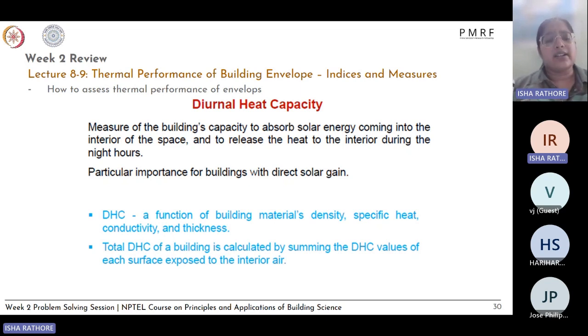So now the diurnal heat capacity is expressed as a function of the building material's density, the building material's specific heat. That is all of these layers which make up your building envelope. All of those layers: density, specific heat, conductivity, and the thickness of those layers. And the total diurnal heat capacity of the building is calculated by summing up the diurnal heat capacity of all of these layers, which are exposed to the interior and the outside air.